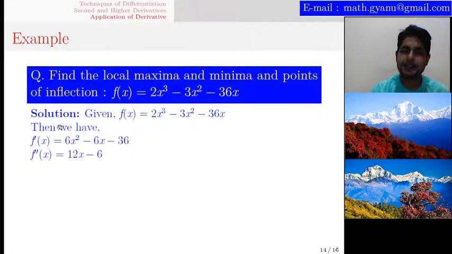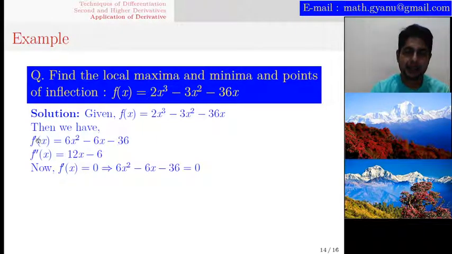And again differentiating, the second derivative will be 6 times 2 is 12x minus 6. And the derivative of a constant term will be 0, so simply we have the second derivative of our function as 12x minus 6. Now assume f prime x equal to 0, that means we are starting to find the stationary points. f prime x equal to 0 implies 6x square minus 6x minus 36 equal to 0. After solving, you will get the values of x as 3 and minus 2.